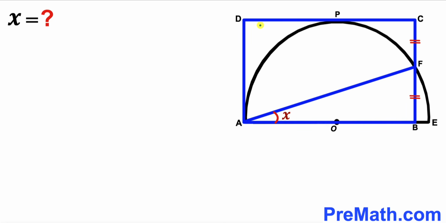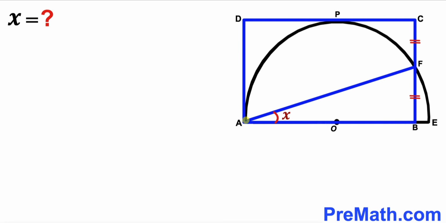Welcome to PreMath. In this video, we have this blue rectangle ABCD and the semicircle with center O put together, as you can see in this given diagram, such that point P is the point of tangency.